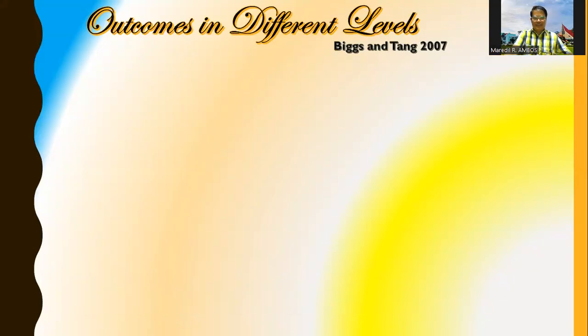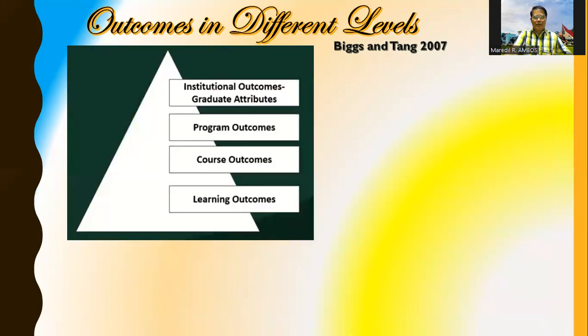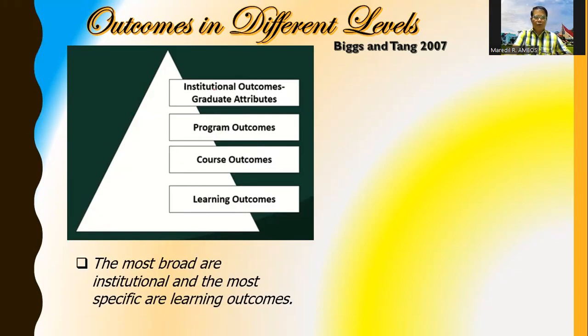Outcomes come with different levels. This is according to Biggs and Tang in 2007. So from institutional outcomes or the graduate attributes down to the program outcomes, the course outcomes, and lastly, the learning outcomes. So the most broad are the institutional outcomes, and the most specific are the learning outcomes.